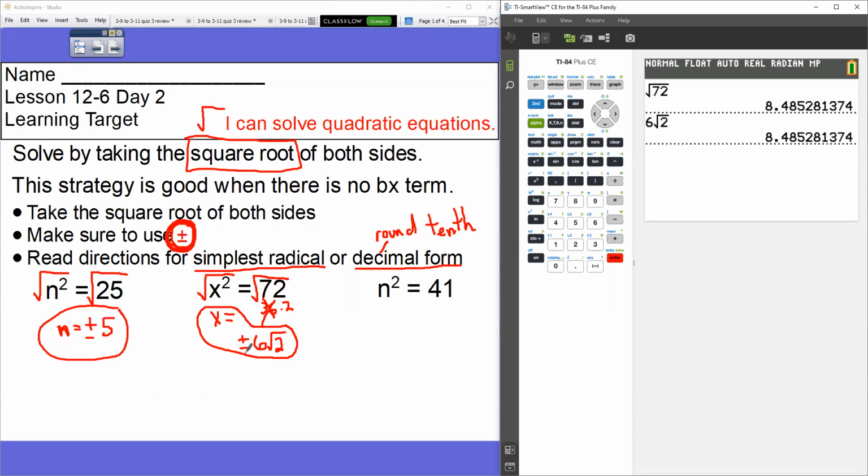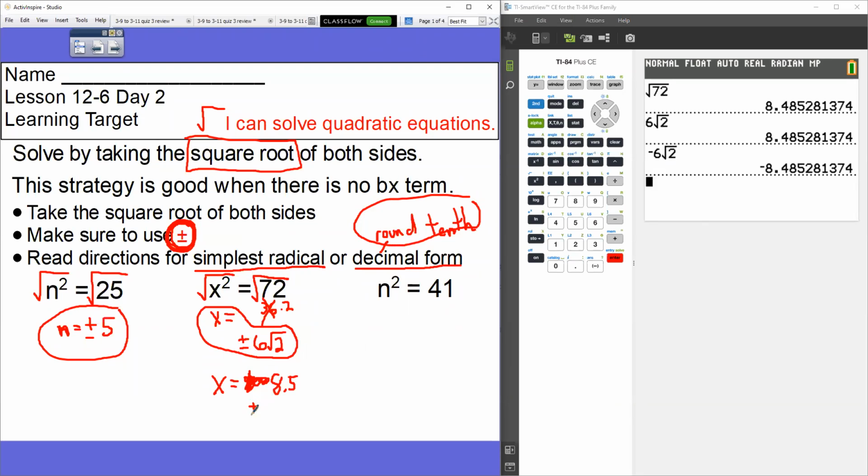Now remember that it is plus or minus. The nice thing about when you take square roots and put them in decimal form is that if I did -6 radical 2, it's that same exact decimal. That will happen all of the time, so you never have to worry about it when the negative sign is outside. So if we were going to put it in decimal form, rounding to the nearest 10th, we would have x equals plus or minus 8.5. Sorry, I was looking at the bottom one. X equals plus or minus 8.5.